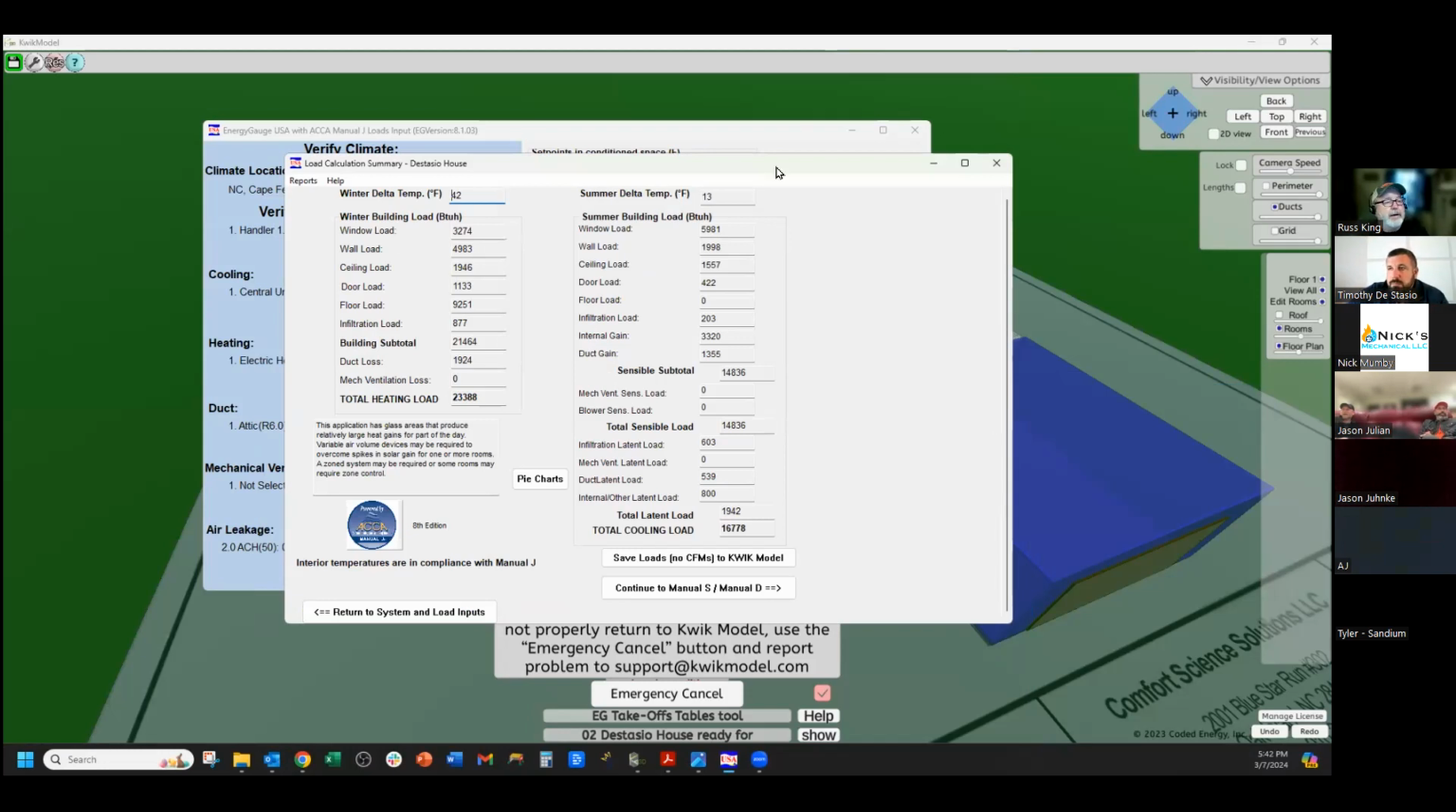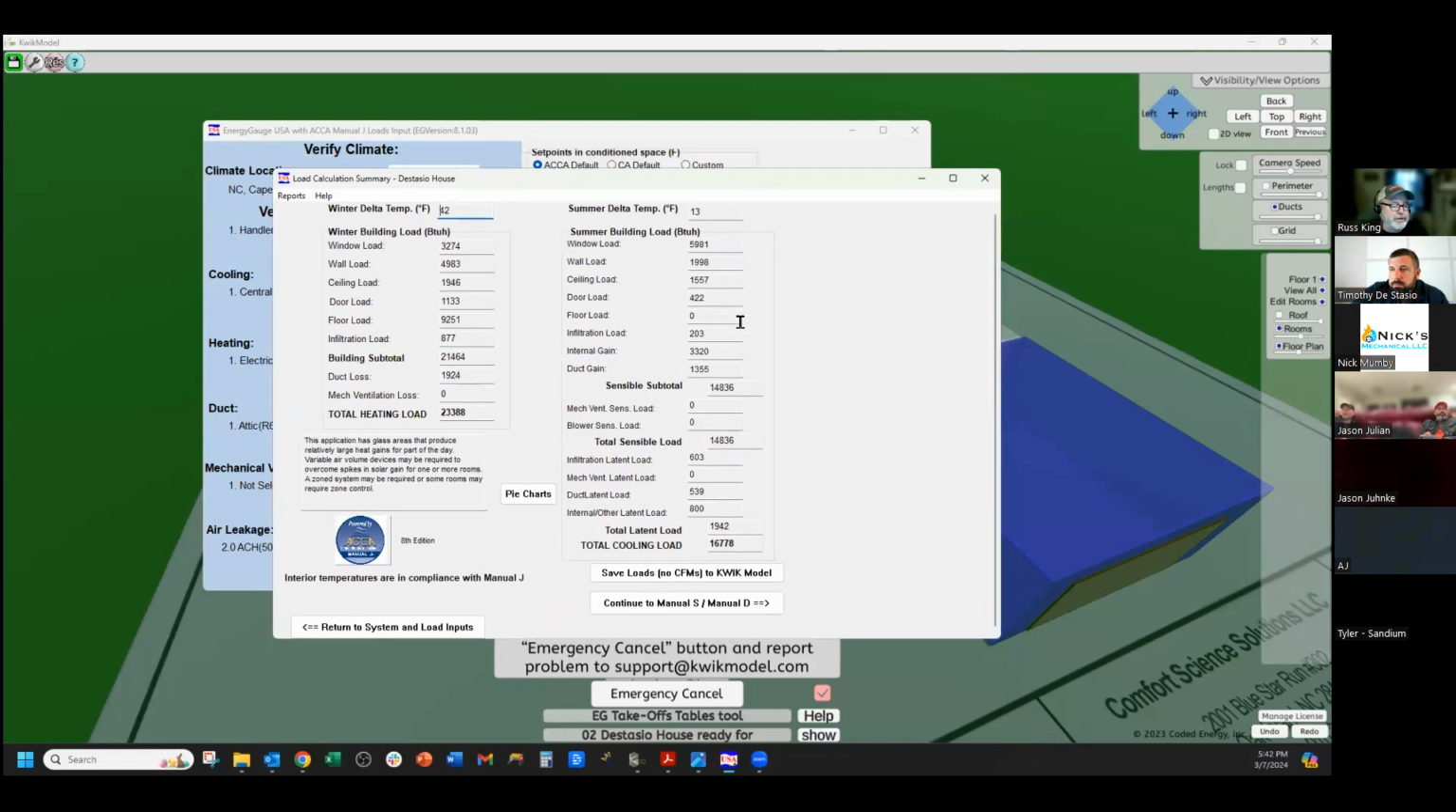But in Energy Gauge, our load calculation module, here are the loads that we just did. So we have our heating load. We have to meet that number. We have our sensible cooling load, and we have our latent cooling load, and then, of course, our total. So those are the three important numbers that you need to select your equipment. There's a button down here that says continue to Manual S and Manual D. So let me click on that.